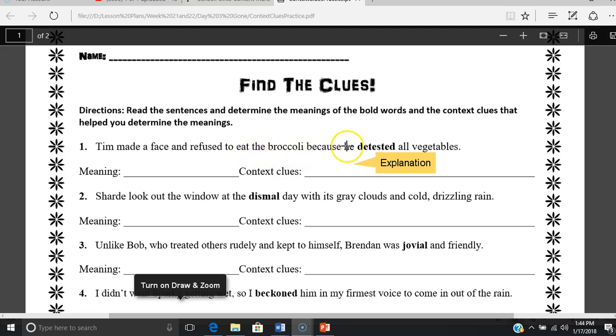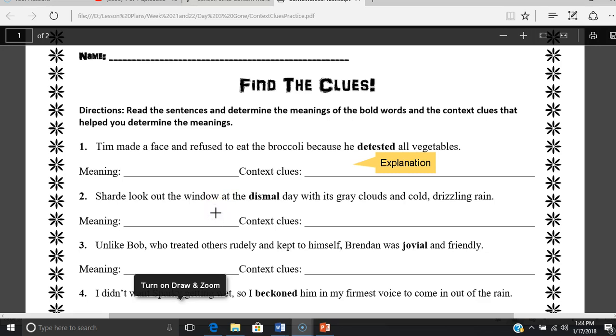So since he made a face, and I know it's a verb that he did, then I could say, well, I think he probably hated vegetables. Just to check myself, I could put the word hated into this spot and make sure it still makes sense. Tim made a face and refused to eat the broccoli because he hated all vegetables. That makes sense. But this was an explanation context clue because it told me that he made a face.